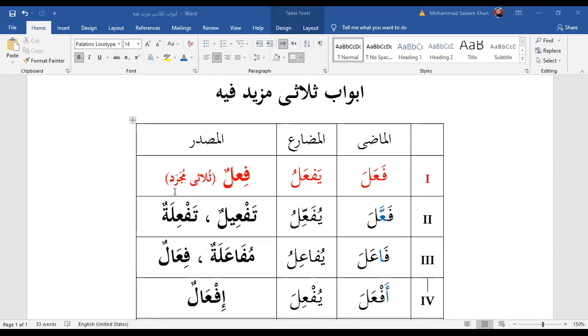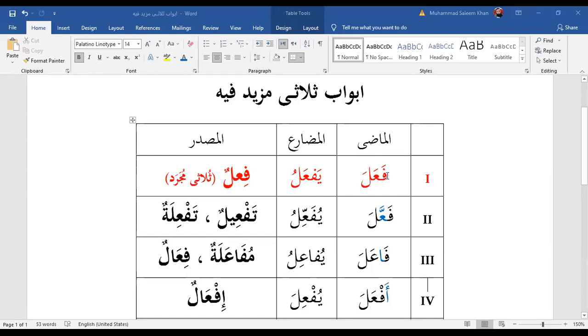And then we have Nasara, Daraba, Fataha. What about Fataha? Fataha, yaftahu, fatahan, iftah, la taftah. Okay. And then the last one that we have learned is Sami'a yasma'u, sam'an, isma', la tasma'. Excellent. So those are the ones that are called thulathi mujarrad. That means they have only 3 root letters.